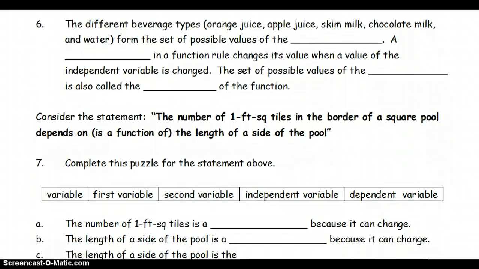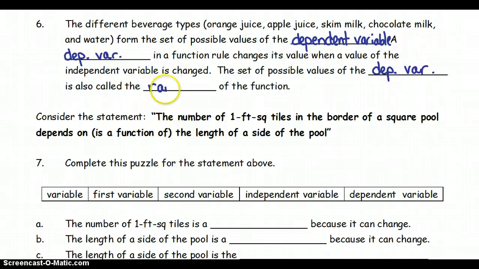Now, the different types of drinks that you get, flipping over to the back, form the set of possible values of the dependent variable. The dependent variable is at the mercy of what button you push. It depends on the button you push. A dependent variable in a function rule changes its value when the value of the independent variable is changed. If I push button A and then I push button B, it's going to change the drink that comes out. The set of possible values of the dependent variable is also called the range of the function.